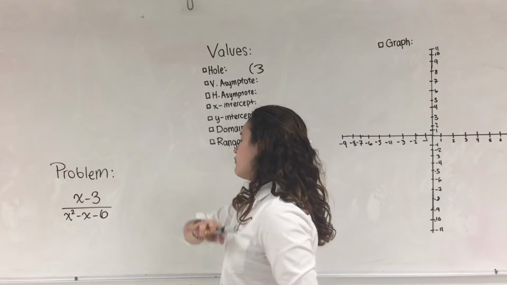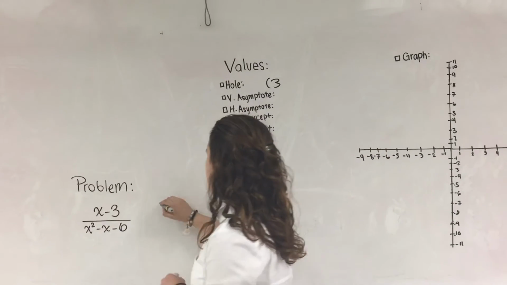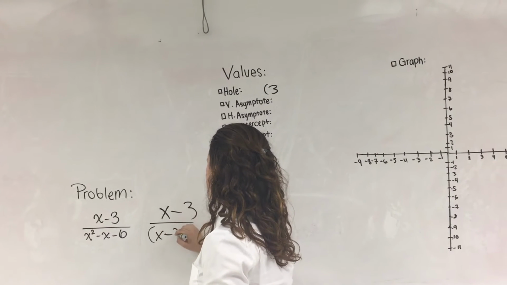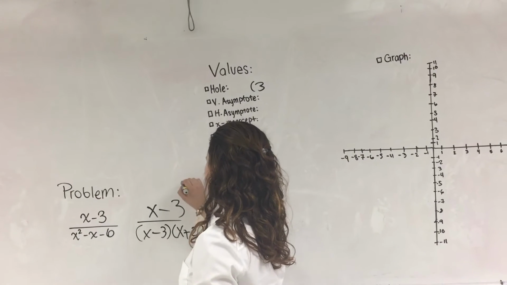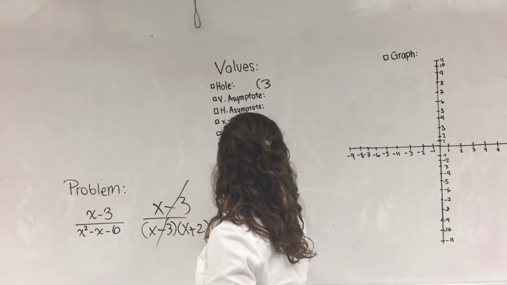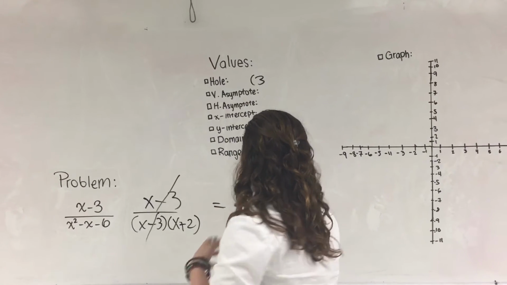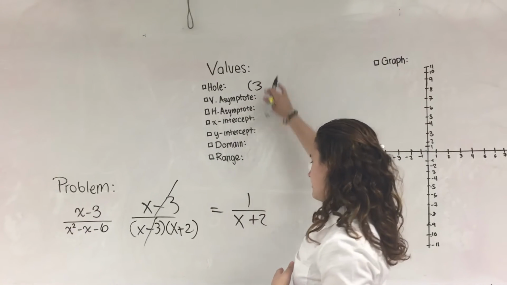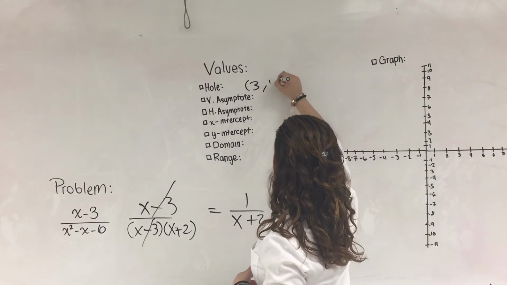So for finding the y value in the hole, we need to factorize this problem. There will be x minus 3 divided by x minus 3 multiplied by x plus 2. So we can cancel up and down, and we'll have 1 divided by x plus 2. But the last thing, we need to plug the 3 in for x, so we'll have, in this case, 1/5. So we already have 1/5.